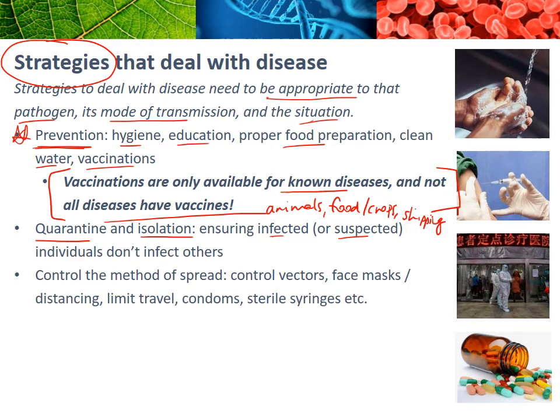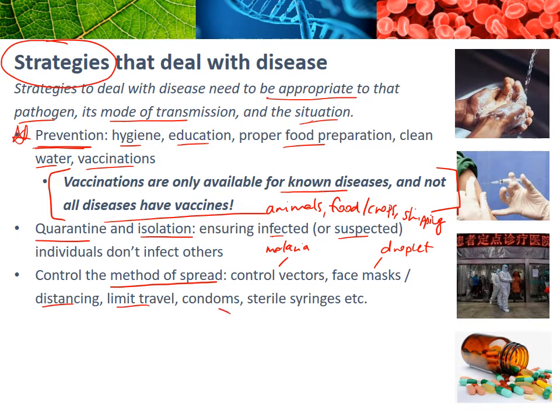Then we'll look at controlling the method of the spread. Okay, so if we're looking at a malaria outbreak, you'd be looking at controlling mosquitoes. So things like bed nets, mosquito repellents, getting rid of stagnant water. If we're dealing with a droplet transmission like coronavirus, things like face masks, or making sure people stay a reasonable distance from each other. Limiting travel, especially for highly contagious diseases.